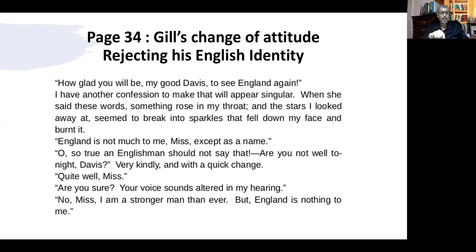Are you not well tonight, Davis? Very kindly and with a quick change. Quite well, miss. Are you sure? Your voice sounds altered in my hearing. No, miss, I am a stronger man than ever, but England is nothing to me.